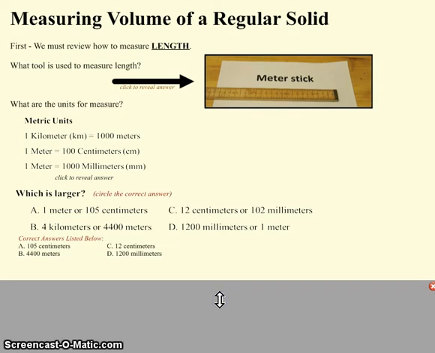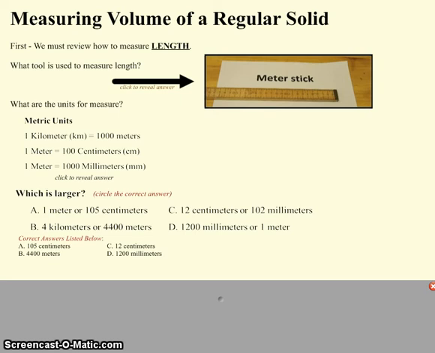If you answered 105 centimeters for A, you would be correct. If you circled 4,400 meters for B, you would be correct. And if you circled 12 centimeters for C, that would be correct too. And for D, you should have circled 1,200 millimeters.